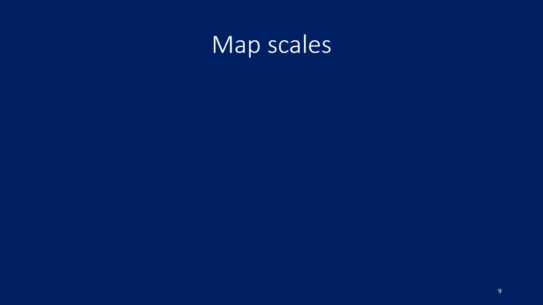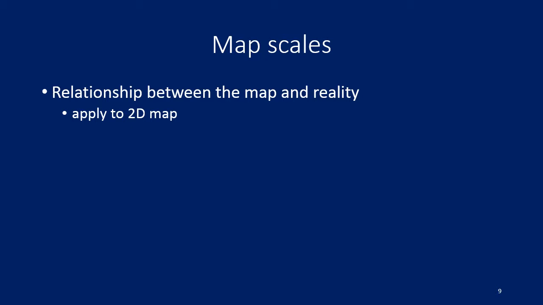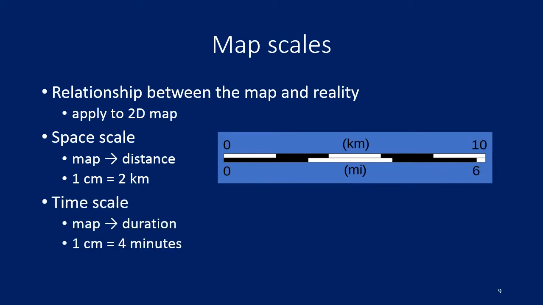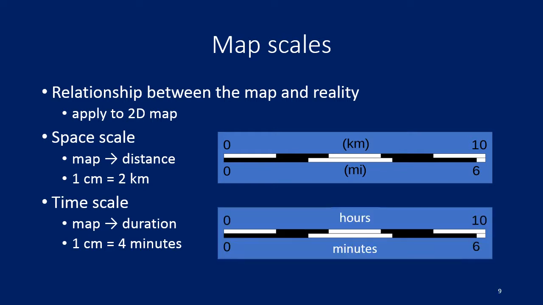Let's pause to consider map scales. Now they show the relationship between the map and reality, and they apply to both dimensions of the map. A space scale shows the relation between the map and distance. For example, 1 centimeter is equivalent to 2 kilometers, and it looks something like this. A time scale shows the relationship of a map with duration. For example, 1 centimeter is equivalent to 4 minutes, and it looks something like this. So all we've done is change the units to hours or minutes.